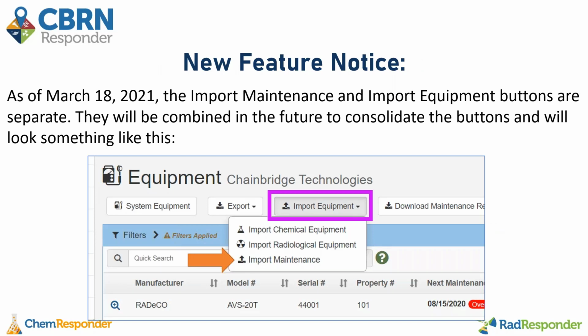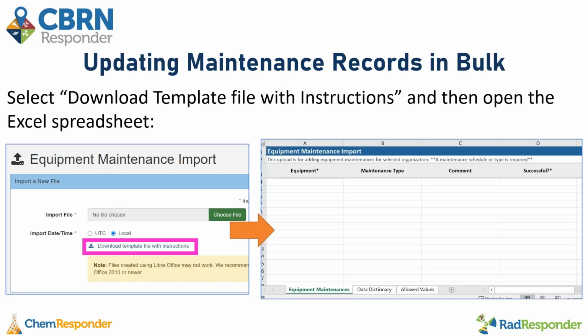A quick note, as of today, the Import Maintenance and Import Equipment buttons are separate. This will be combined in a future release to consolidate the buttons, and so it will look something more like this, where you'll expand the import button and then you can choose if you're importing your equipment or if you're importing maintenance, and so you'll just click Import Maintenance. From the equipment maintenance import page, you will select Download Template File with Instructions, and then you will be brought to the Excel spreadsheet template, which you can see on the right-hand side of my screen.